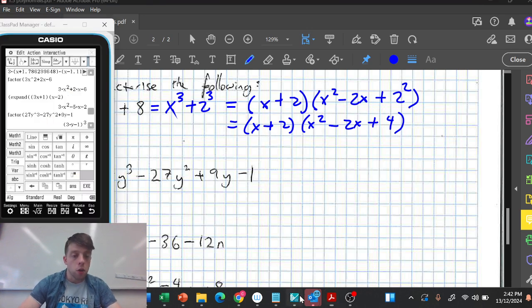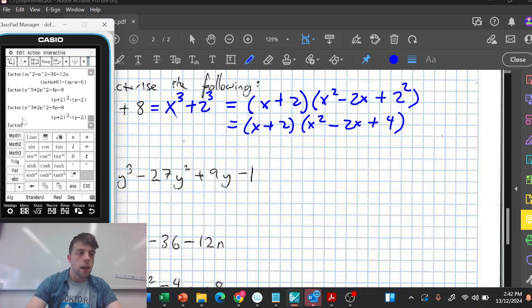In fact, you should know how to do this in the CAS calculator. So can we factorize this any further? Let's just have a look. So we have factor x cubed plus 8. That is in fact as simple as we can go.